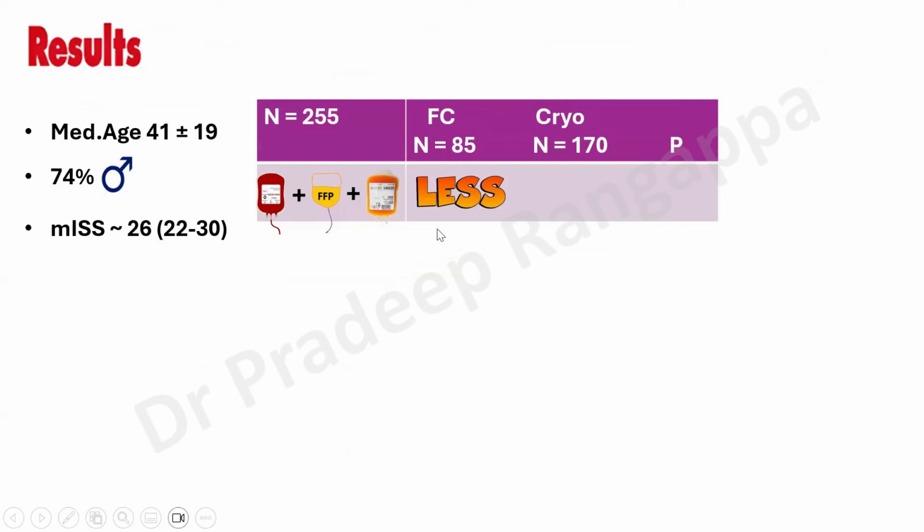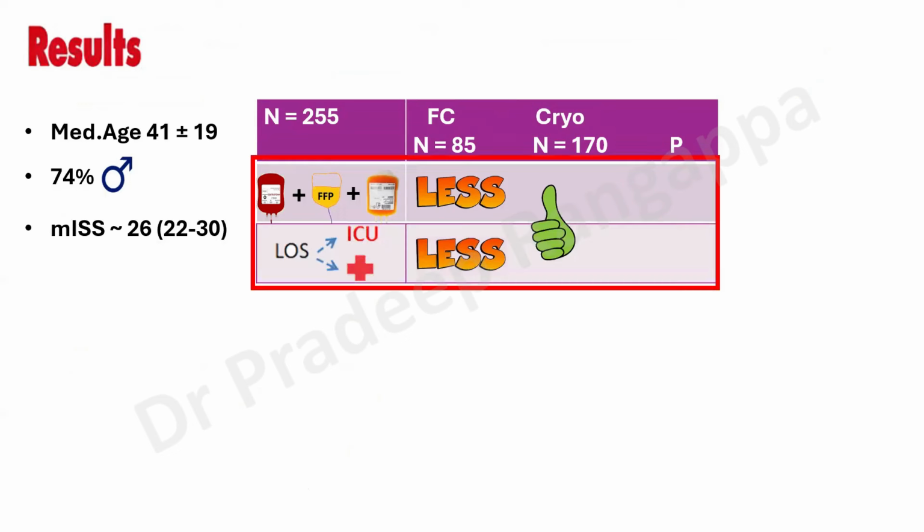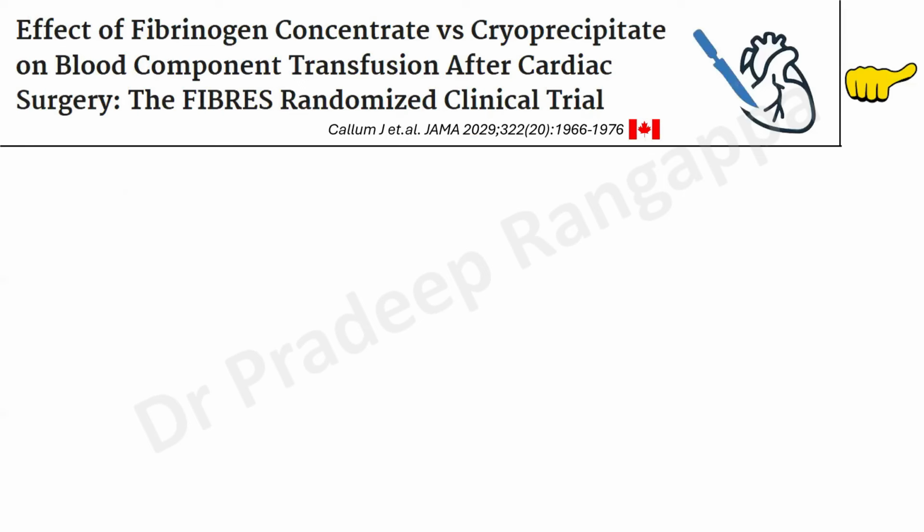The amount of blood needed was significantly less in the fibrinogen concentrate group. Blood, FFP, and platelet needs were less with fibrinogen concentrate, and ICU and hospital length of stay also were less. But for mortality, there was no difference between cryo and fibrinogen concentrate. So again, a positive study. The Australian study showed the time taken for administration was less. Here, the blood product need was less, and the ICU and hospital length of stay were also less, but for mortality, there was no difference. So that's about trauma.